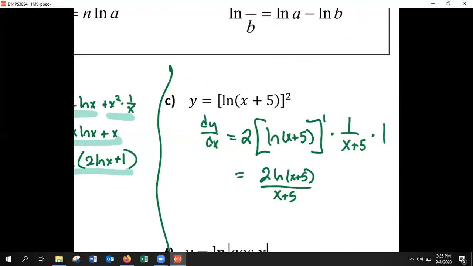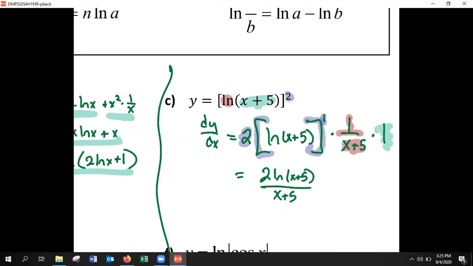Here we have 3 functions. Our outermost function, which again I'm going to do in blue, is that 2. Our innermost function is going to be the x plus 5, which means our middle function then is going to be the natural log. So when we take the derivative function by function, power function derivative occurs here. Then how does the logarithmic derivative occur? It's 1 over what's inside. And then the innermost function, the derivative of what's inside.